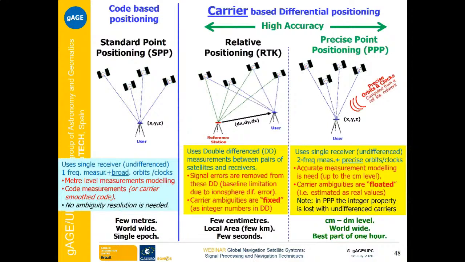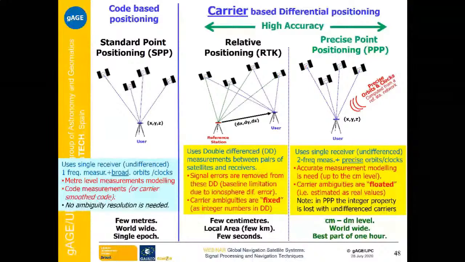And we need a service provider for the orbits and clocks. Precise orbits and clocks are computed from a network of reference stations, and a service provider has to broadcast these orbits and clocks in order to precisely model the measurements. It is necessary to have accurate measuring and modeling up to the centimeter level.